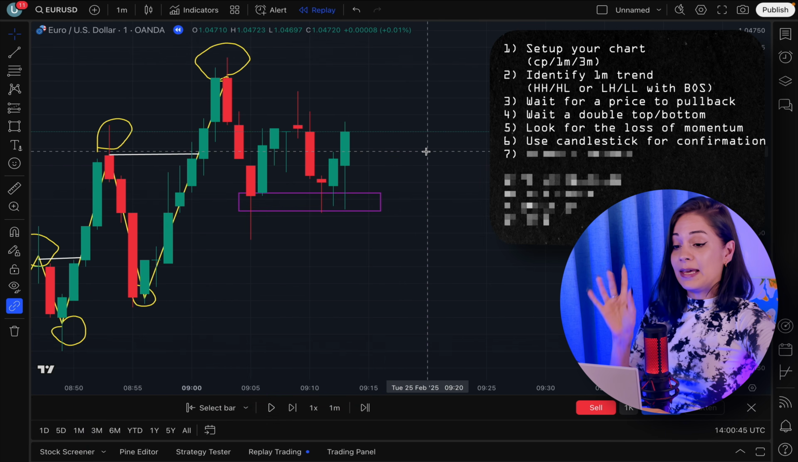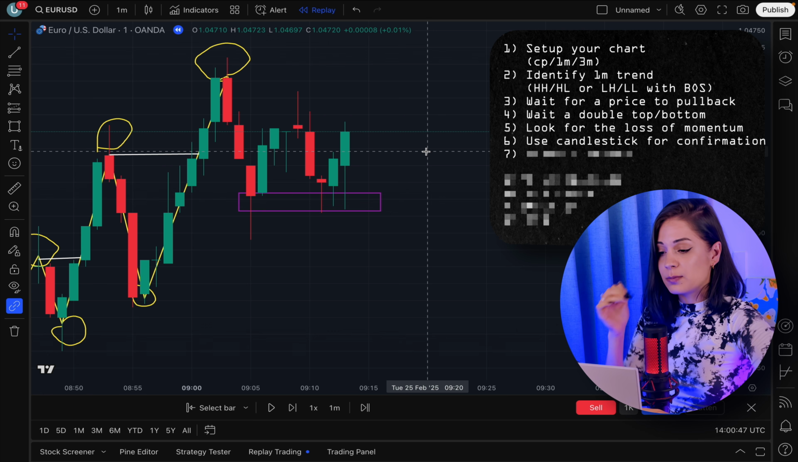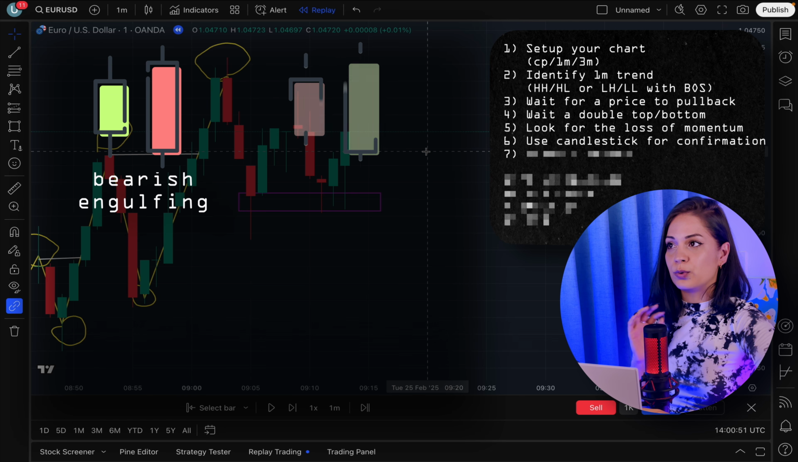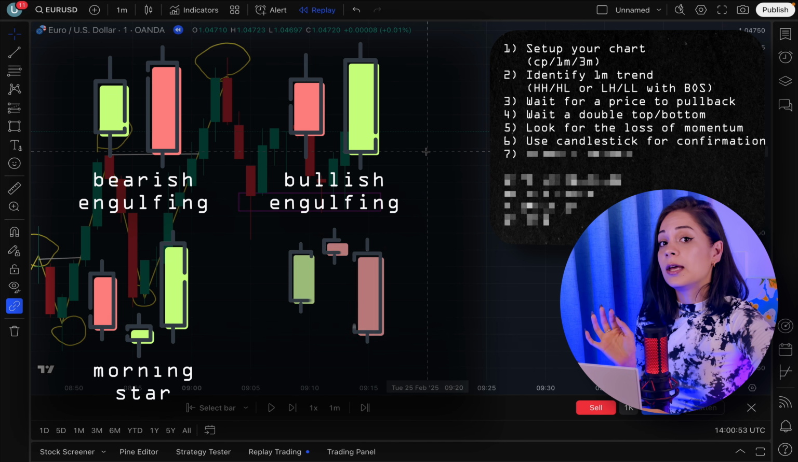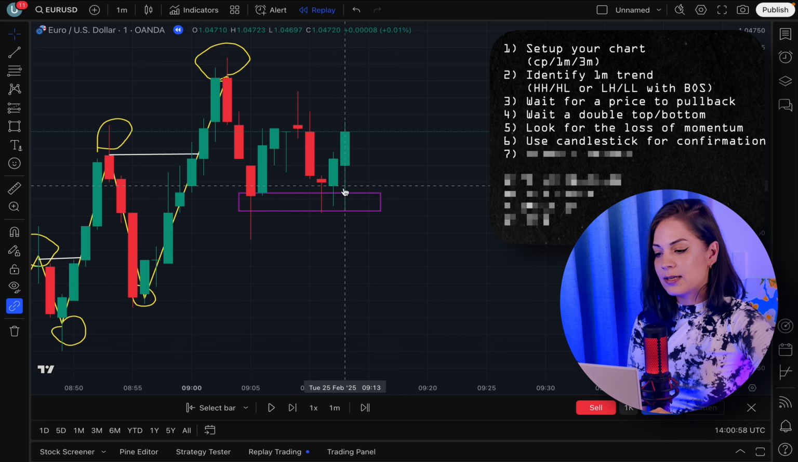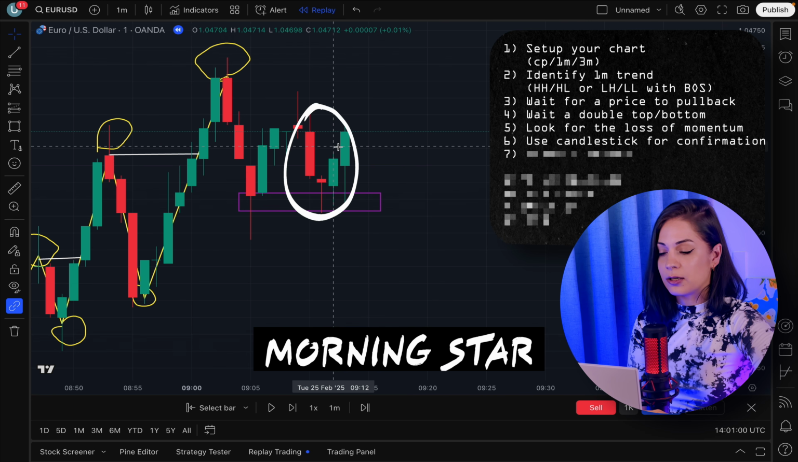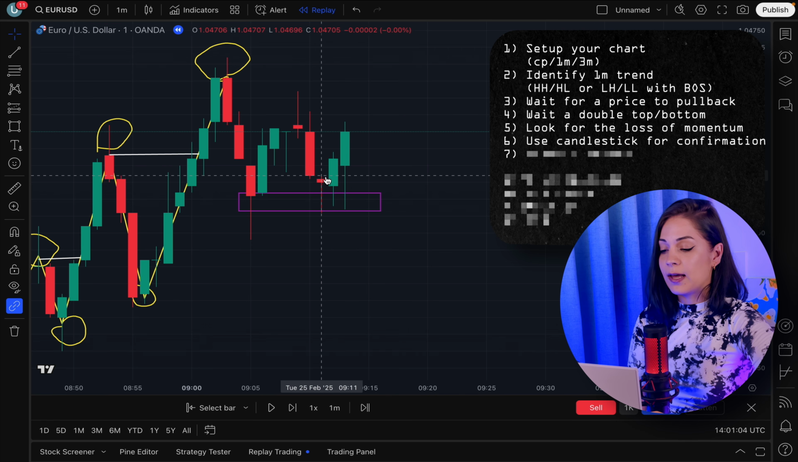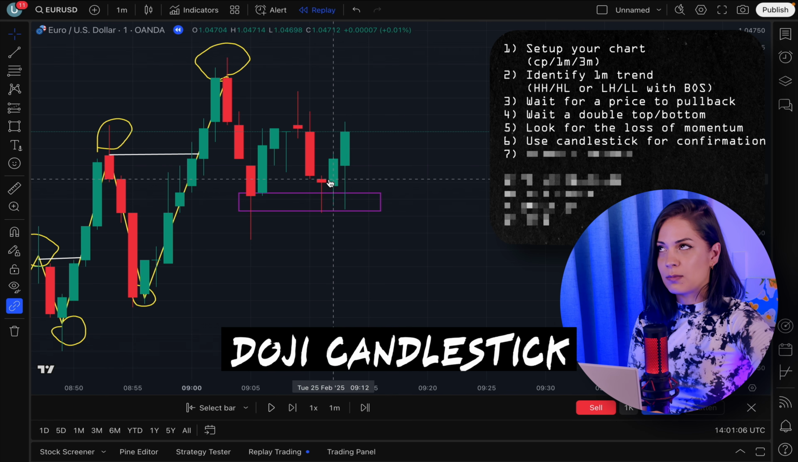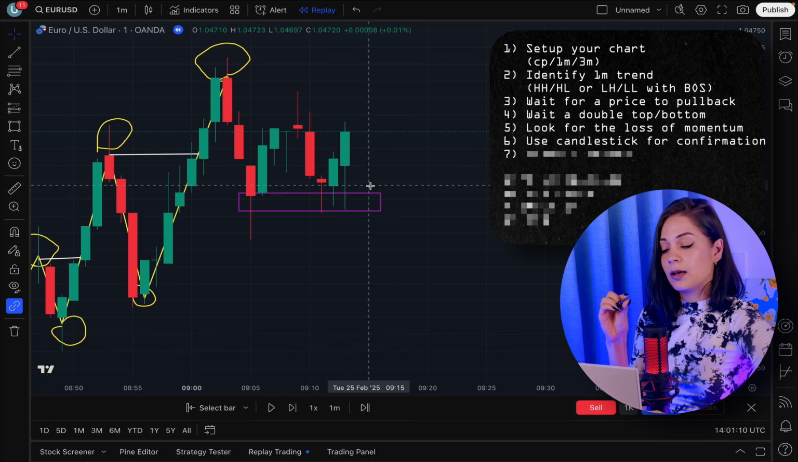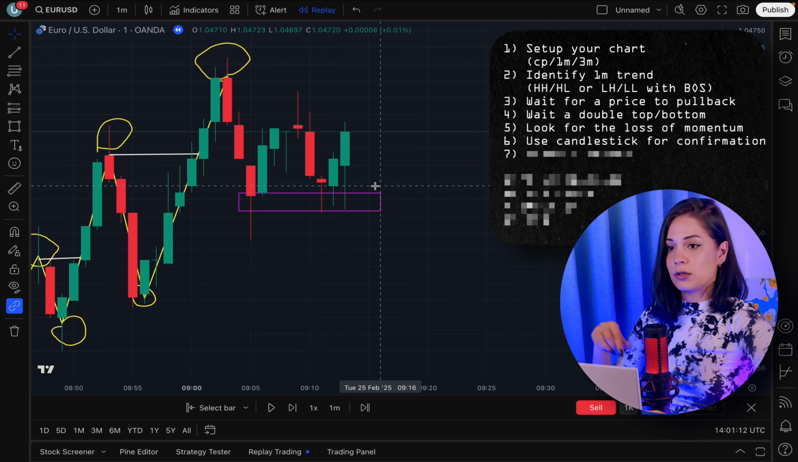But to make this strategy as simple as possible, we will talk about two types of patterns. So it's going to be bearish and bullish engulfing, and morning and evening star patterns. So let's look at the chart. Right now we see the morning star pattern. It contains 3 candlesticks: a huge red candlestick, then a doji candlestick, which doesn't matter if it's green or red. So a doji candlestick, by the way, is a small body candlestick with long shadows on the top or the bottom.